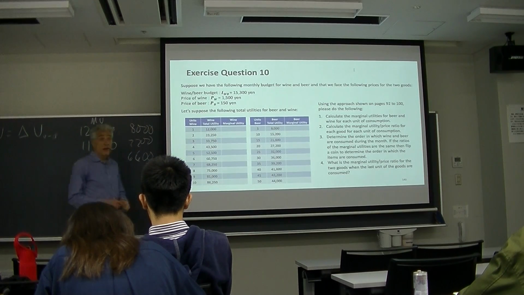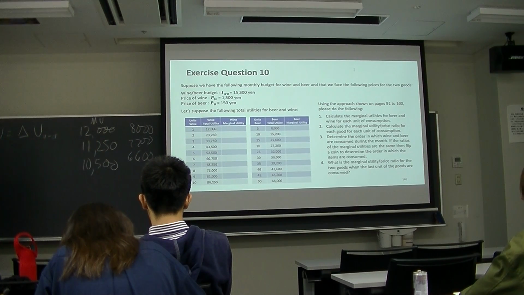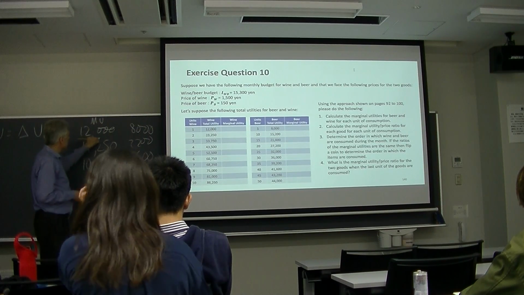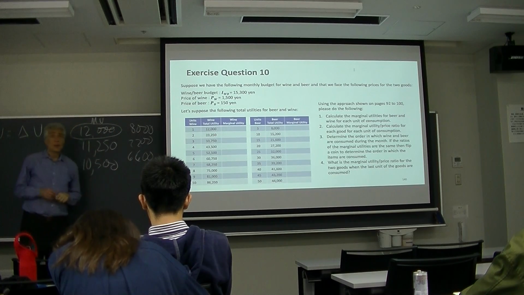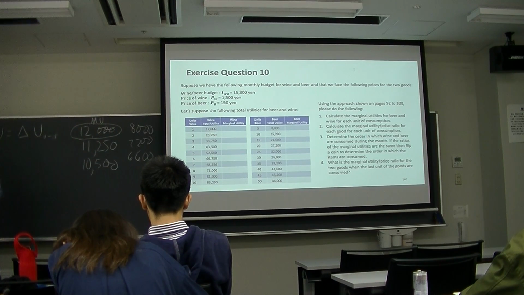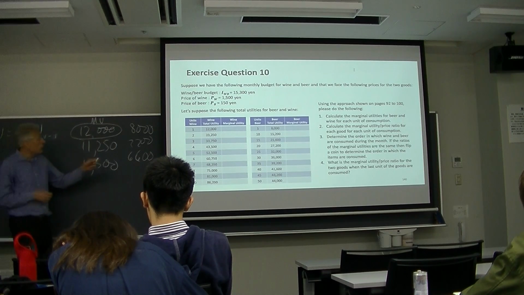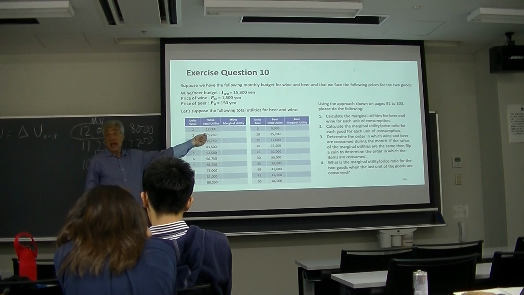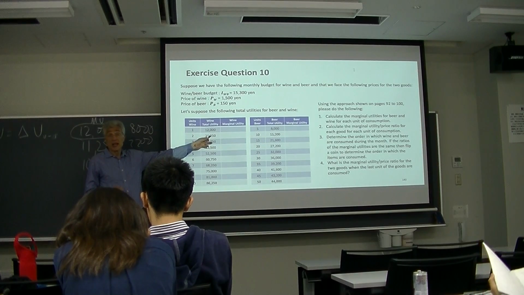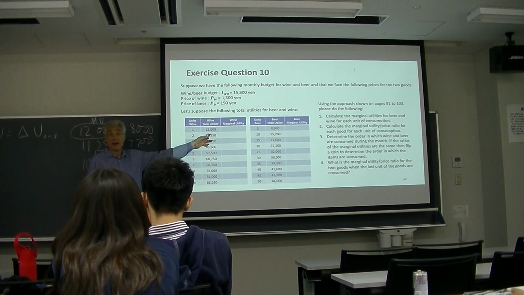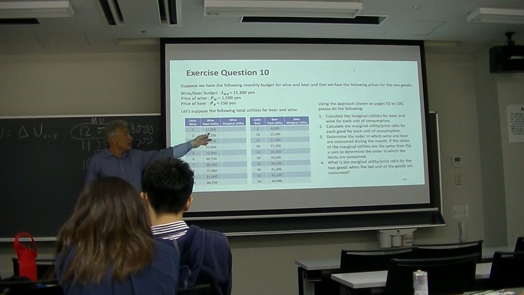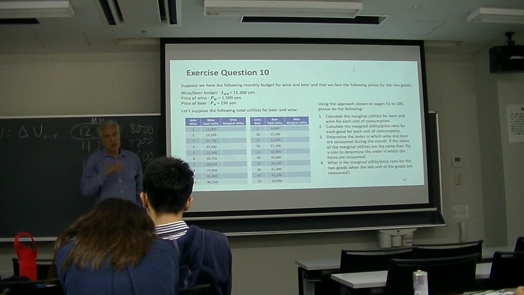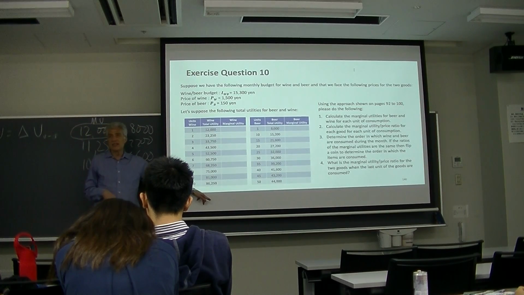But now, to do the problem correctly, we have to remember that we care about the marginal utility, but we also want to know how much we have to pay for it. How much does it cost us? That's the important point. The marginal utility doesn't matter if everything's free. If it's free, we just drink until the marginal utility is zero.